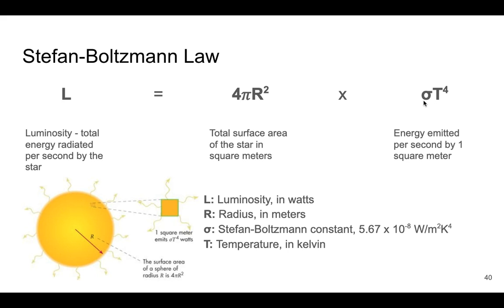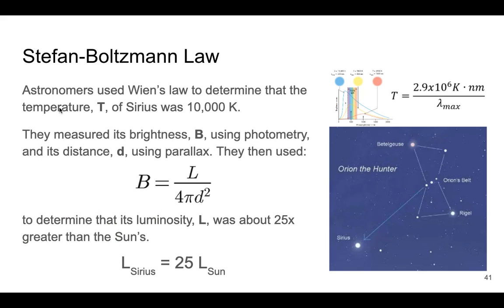So this is the constant. That number is not going to change, but luminosity varies as temperature to the fourth power, which means if the temperature goes up by a little bit and you raise that little bit to the fourth power, your luminosity is probably going to go up by a lot. So how do we actually use this idea?